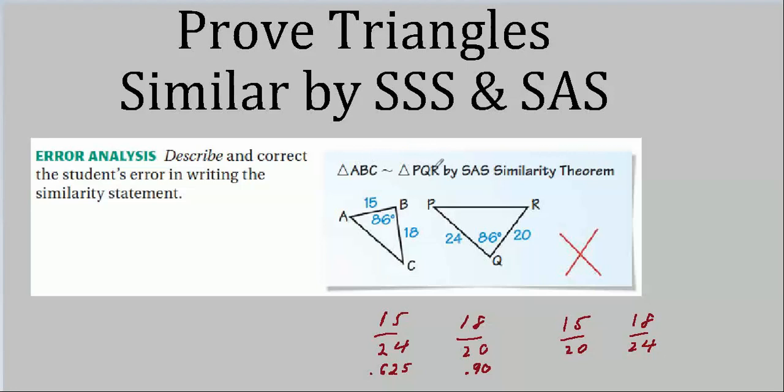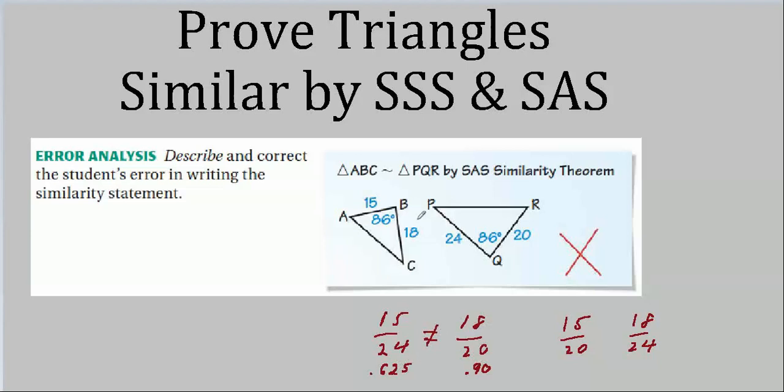Well, let's check it. AB is 15. PQ is 24. So we can write that ratio down here. BC is 18. QR is 20. We can put that ratio down here. Uh-oh. As you can see, I evaluated the fraction here as 0.625, and down here it's 0.9. So, not equal. But, wait a minute.